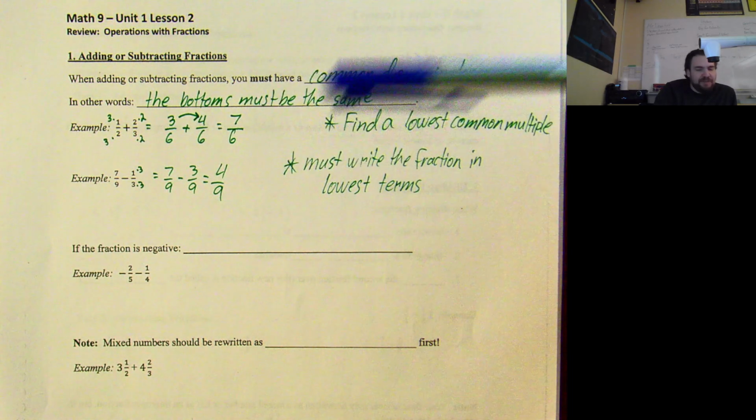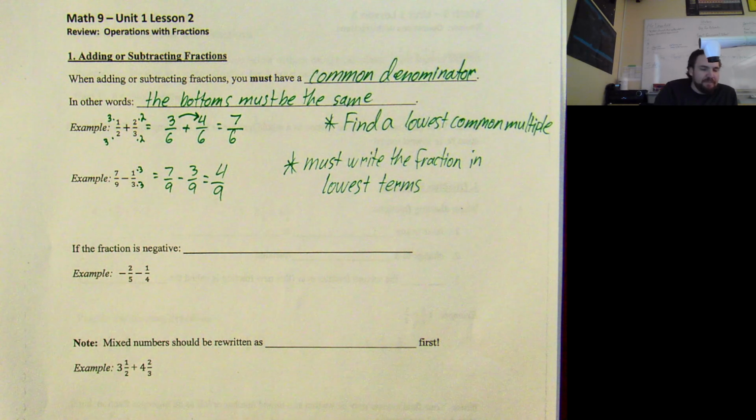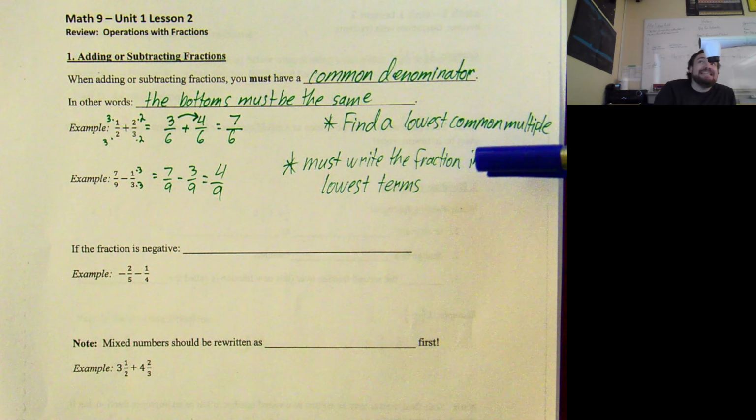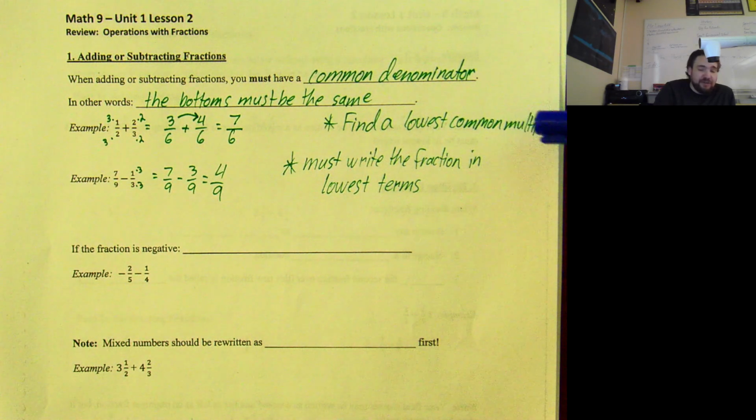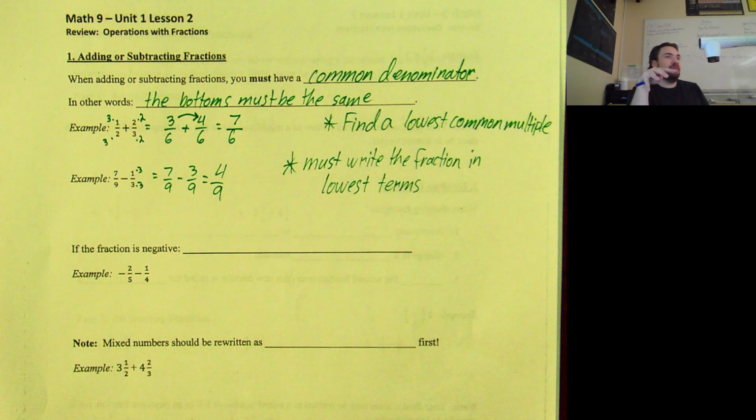Adding fractions, we want the common denominator. Bottoms must be the same. An easy way to do this, we said yesterday, was to find the lowest common multiple. Does it have to be a lowest common multiple? Ladies and gentlemen, do we have to have the lowest common multiple? No, I do not have to have the lowest common multiple. But if I don't have the lowest common multiple, what will I probably have to do?